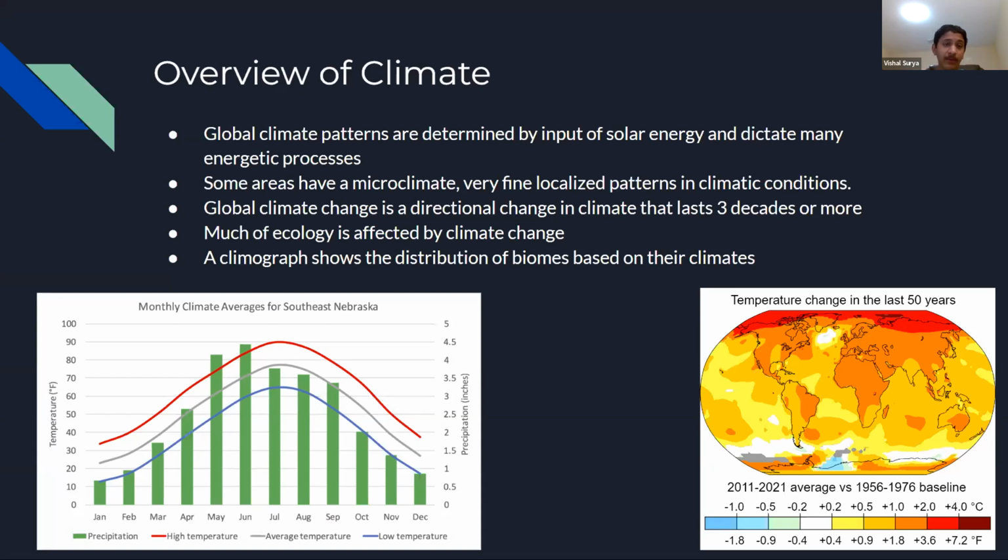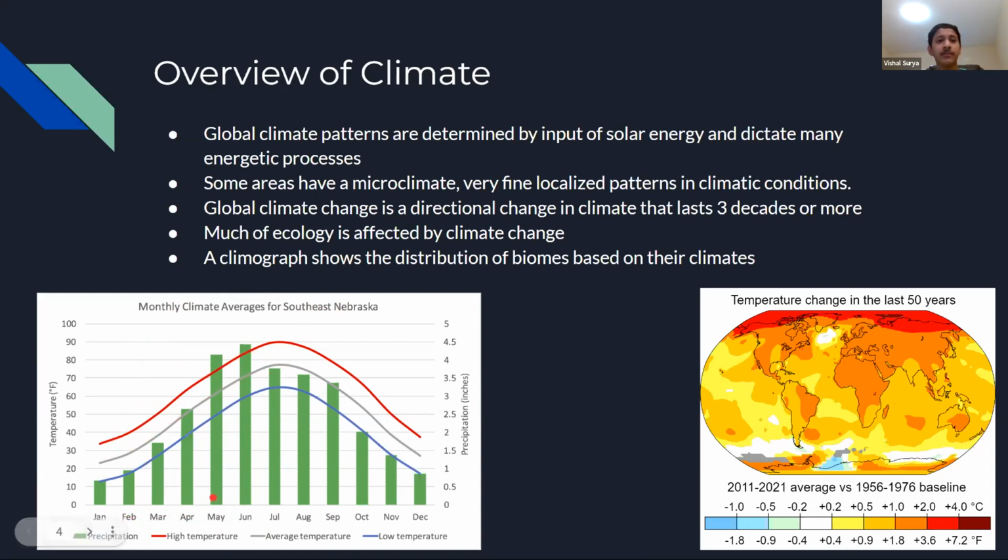Another thing right here is the climate graph. Let me get the pointer here. The climate graph shows the distribution of the biomes based on their climate. This is one example of a climate graph. You can see the climate for Southeast Nebraska. You see in certain areas such as June and July, you read this by like these bars represent the precipitation, and these lines that are curving represent the temperatures.